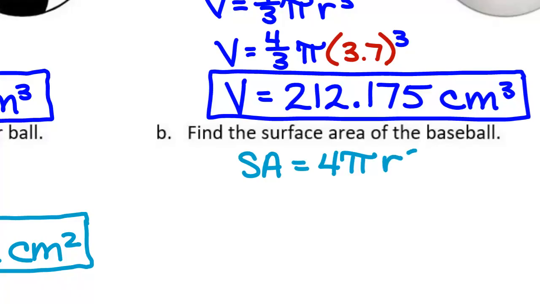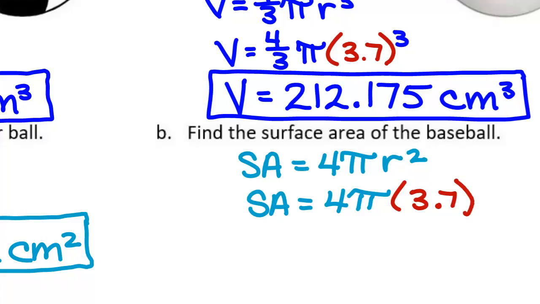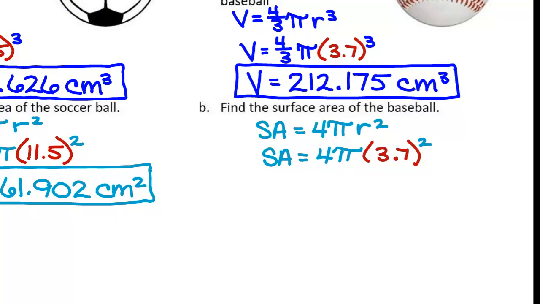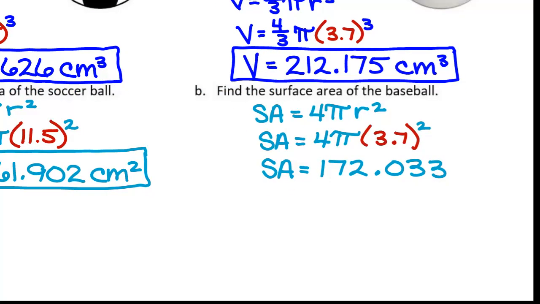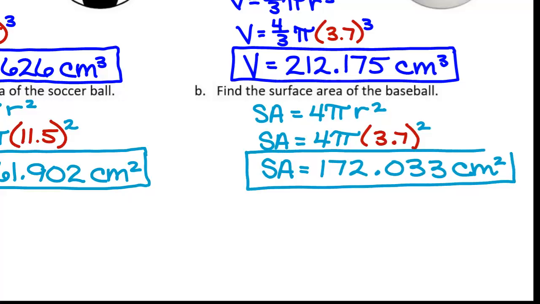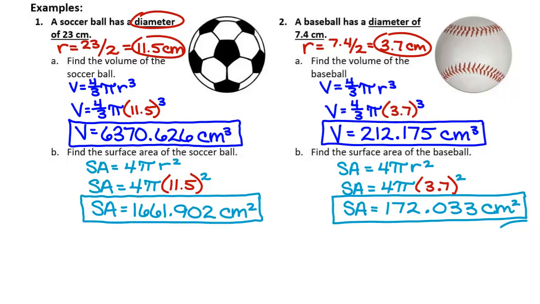Yep, 4 pi r squared. So to calculate our surface area, we do 4 pi times 3.7 squared. And what do we get for the surface area? If you only did it out to 2 decimal points, that's fine. Centimeters squared. Fantastic. All right, let's go look at number 3.